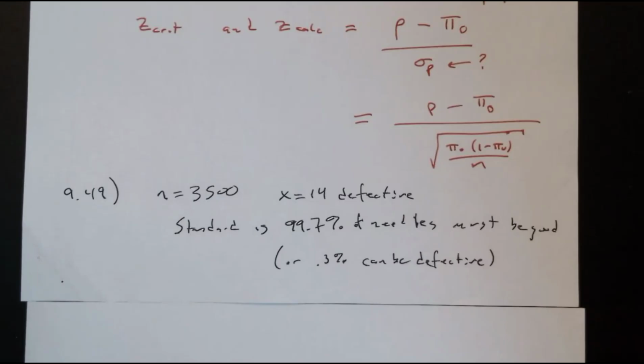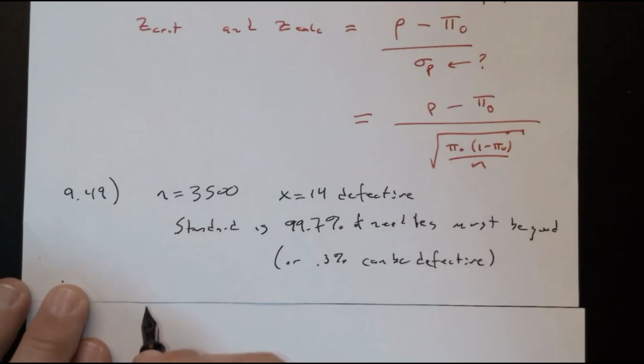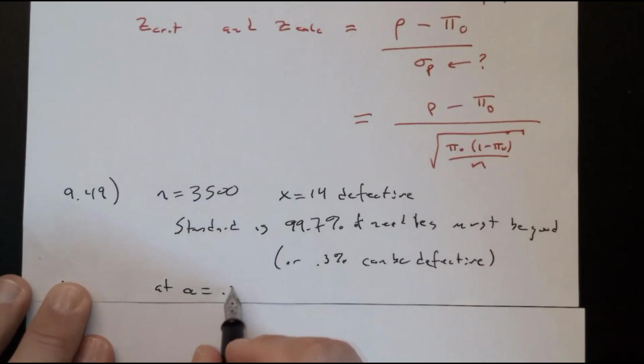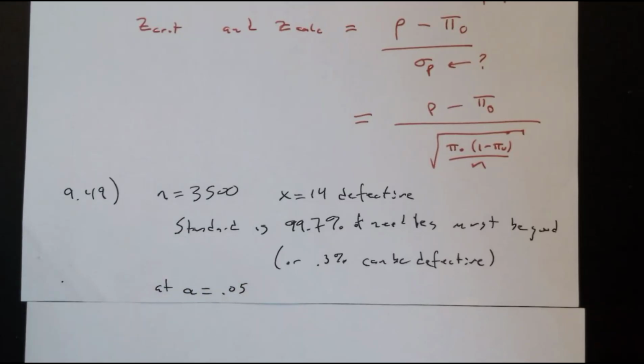So they tell me at alpha equals 5%, should I accept or reject batches from this manufacturer from now on? Did they give me too many defective needles? Too many. This is a one-tail test. My null hypothesis: everything is cool, and the proportion will be less than or equal to 0.3%, which is 0.003.